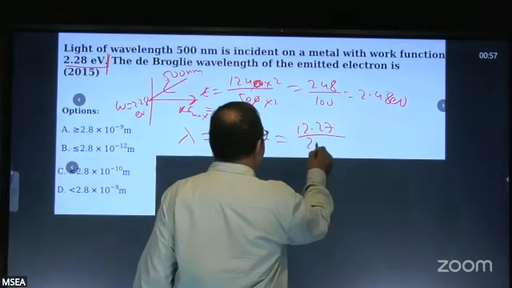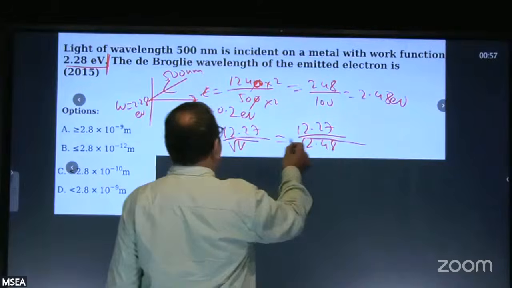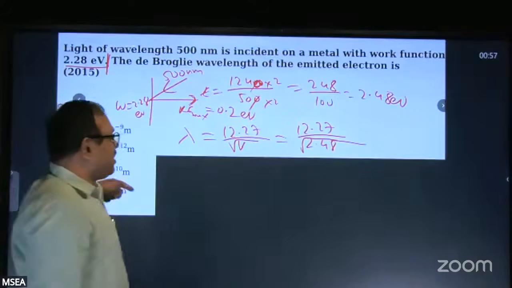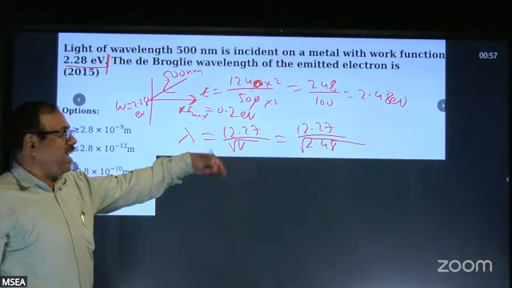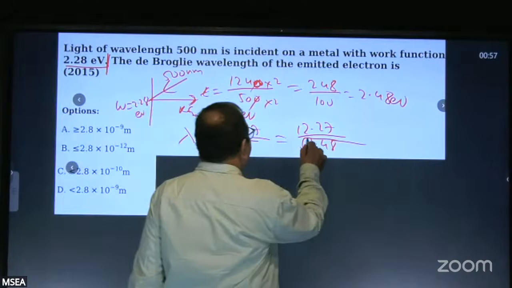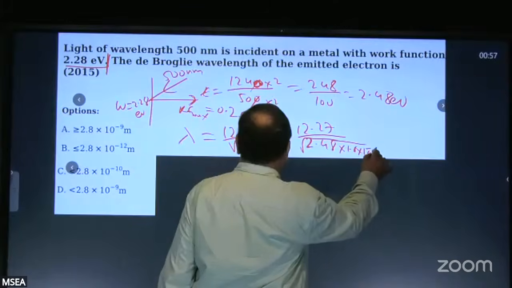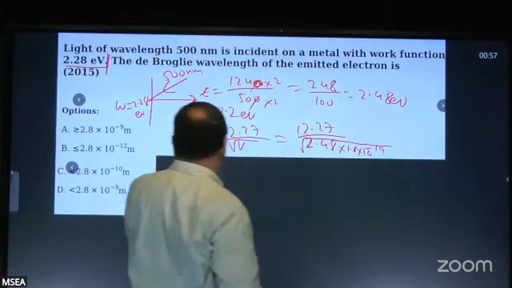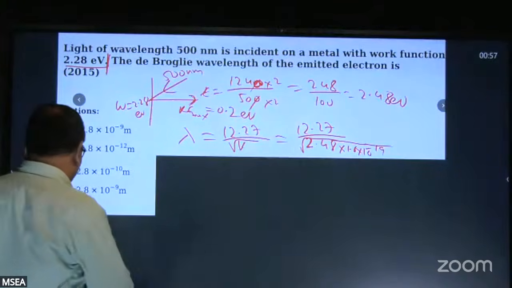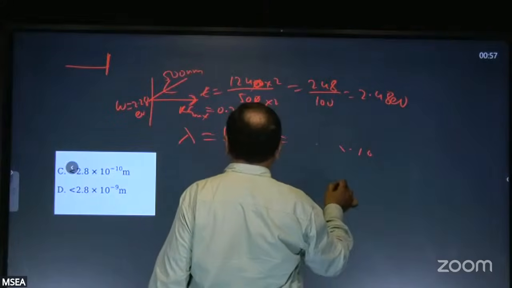Then we can take 2.48 under root this one. Of course, this should be in electron volts, but lambda is asked in meters, so what you get is in angstrom. Of course, that you have to convert. Let us take 2.48 into 1.6 into 10 power minus 19. Then 12.27 divided by, of course, 12.27 divided by, let us take.